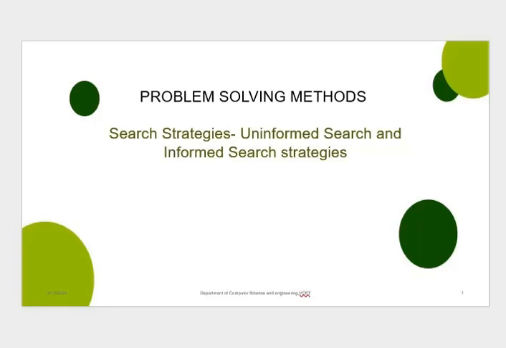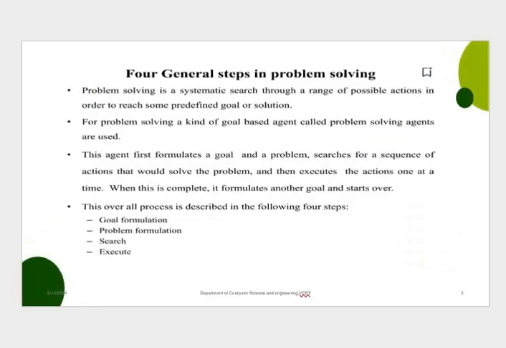In today's class, we will explore problem-solving methods and search strategies comprising four general steps. Problem solving aims to attain predefined goals or solutions, with the agent responsible for achieving this known as the problem solving agent. This agent devises a sequence of actions to solve the problem, executing them one at a time until the goal is reached. Once it is achieved, the agent transitions to another task.